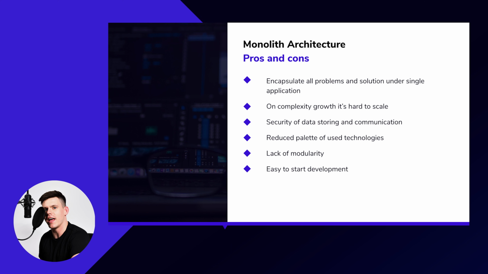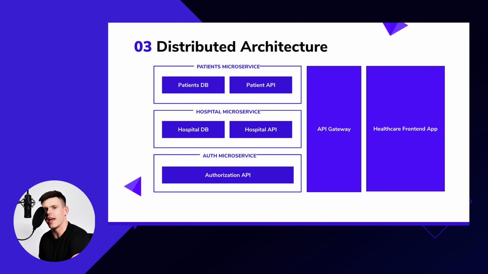But what is good? The monolith architecture is good for startups and for very first start of the company app, because it's really easy to start development. You do not have to take care of configuration, the complex ecosystem, and define the relations between each of the parts. Another example of architecture is distributed architecture.